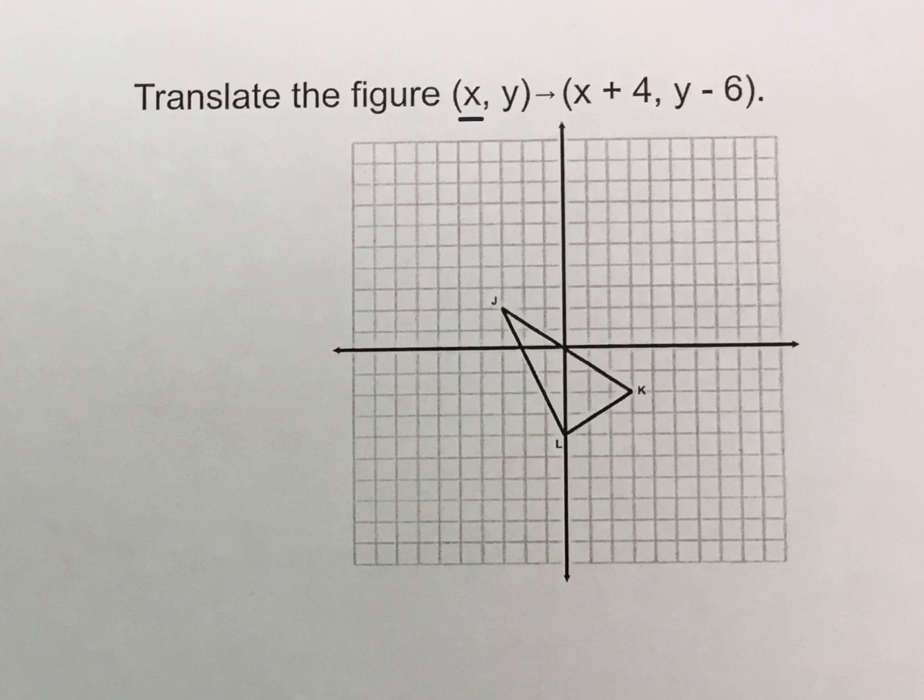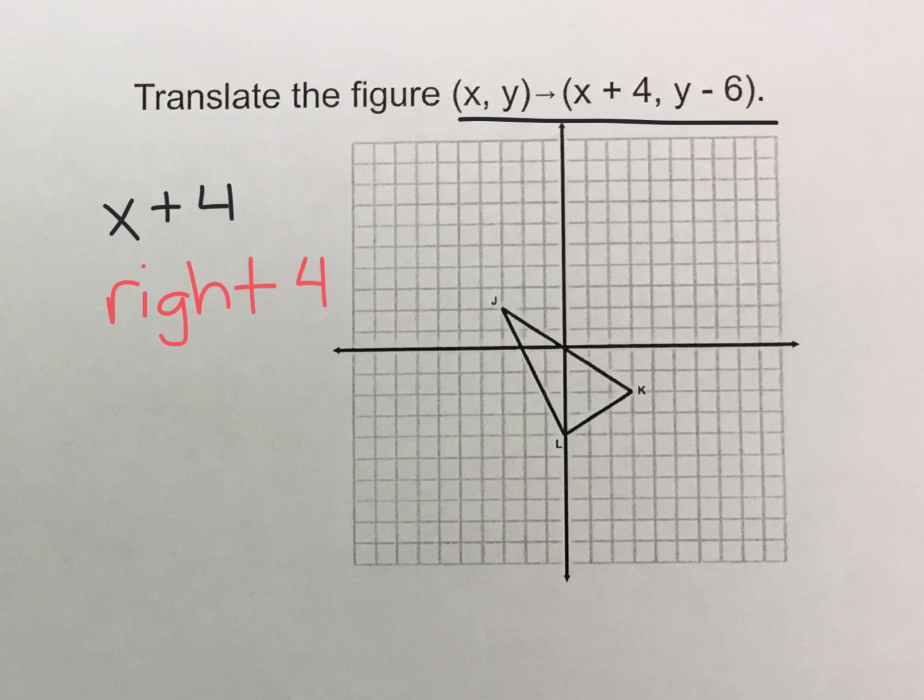We want to label, right? We want to get the meaning of what's happening. So if I do x plus 4, what direction does x move? Because it says plus, so we want right 4. And then y minus 6, what direction does y go? It goes down because it's negative. Yep, so down 6.